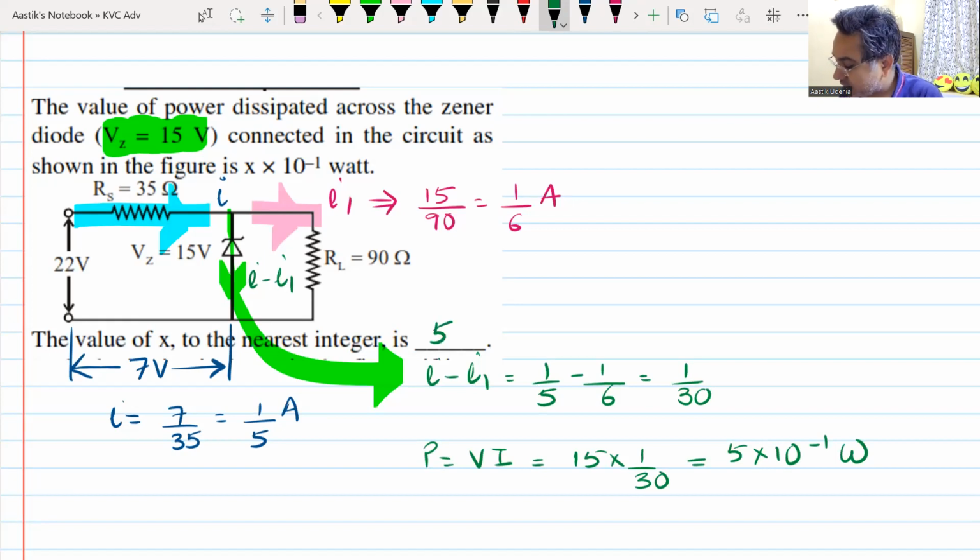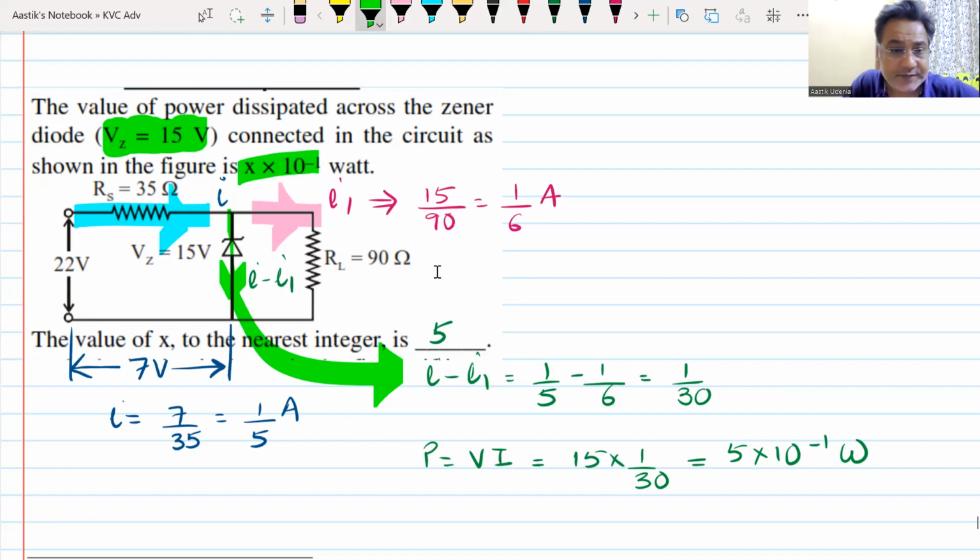5? The answer is 5 because it has to be x into 10 raised to the power minus 1. So the answer is 5. This is how questions are framed. I hope we have understood this. You can expect some question from this type coming in your exam. Let us move ahead and see the next type of diode.